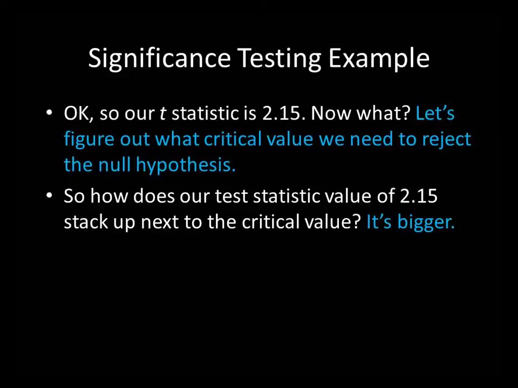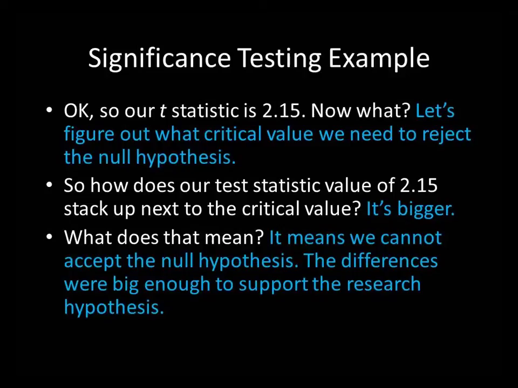The next step is to look at how our test statistic value of 2.15 stacks up with the critical value, and it's bigger. And what it means that our test statistic value of 2.15 was bigger than the critical value is that we reject the null hypothesis. It means that the differences in our sample between the manager and the non-manager group with regard to the number of meetings they have were big enough to support the research hypothesis.